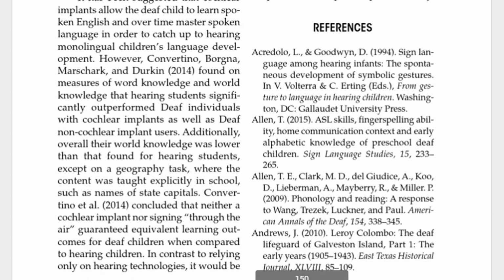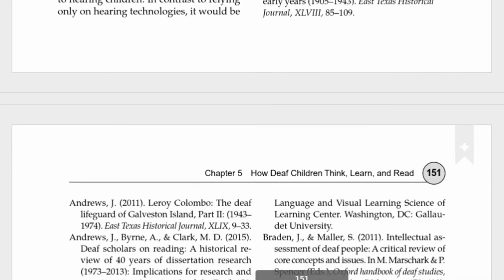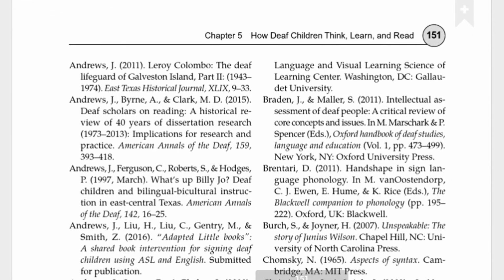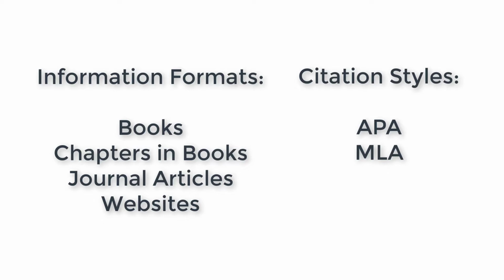for their publications. You may want to look up these resources so you can use the information in your own writing. The most common formats that you will encounter are books, chapters in books, journal articles, and websites. But each different information format is cited differently. Let's take a look at some examples of both APA and MLA style.